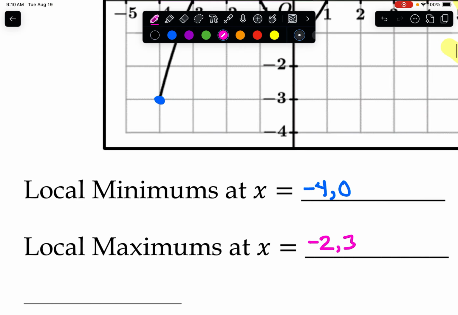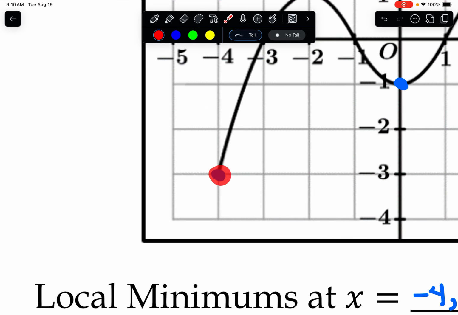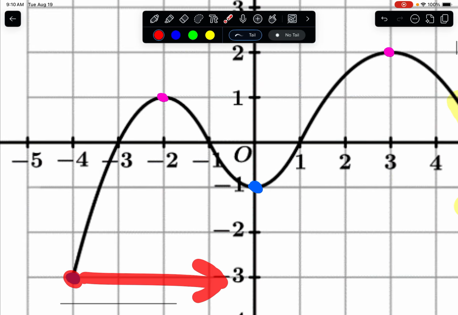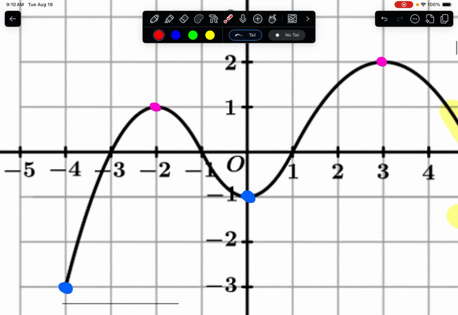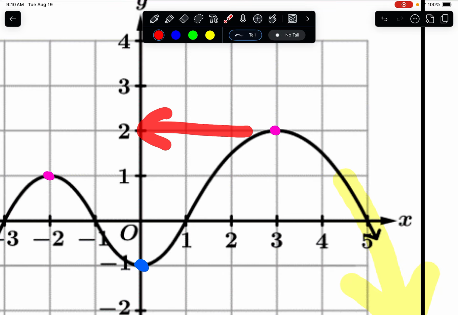So what we wrote is when the maximum or minimum occurs, but if we want the specific value, then you're going to refer to the actual output. So we have a local minimum at x equals -4, but the actual value would be -3. We have a local maximum at x equals -2, but the actual value would be 1. We have a local minimum at x equals 0, but the actual value is -1. We have a local maximum at x equals 3, but the actual value is 2.